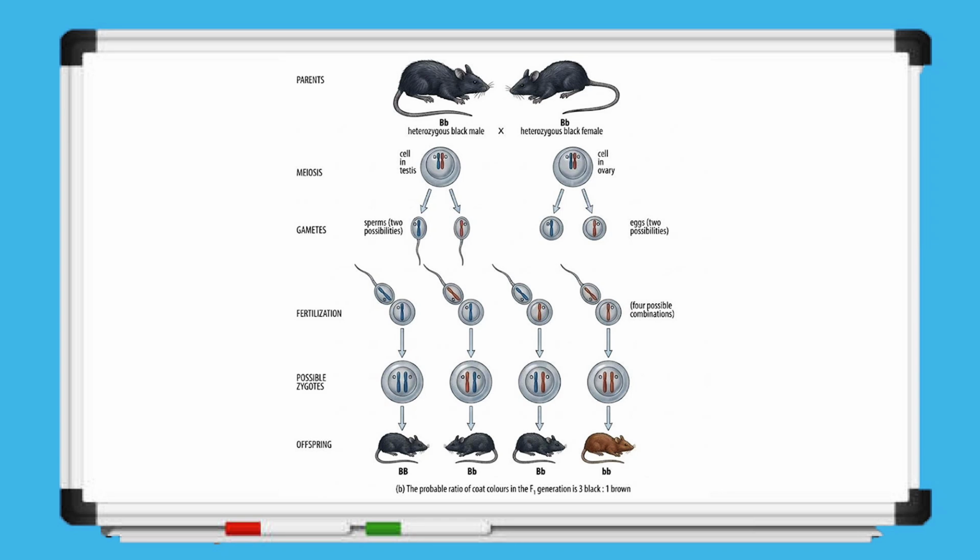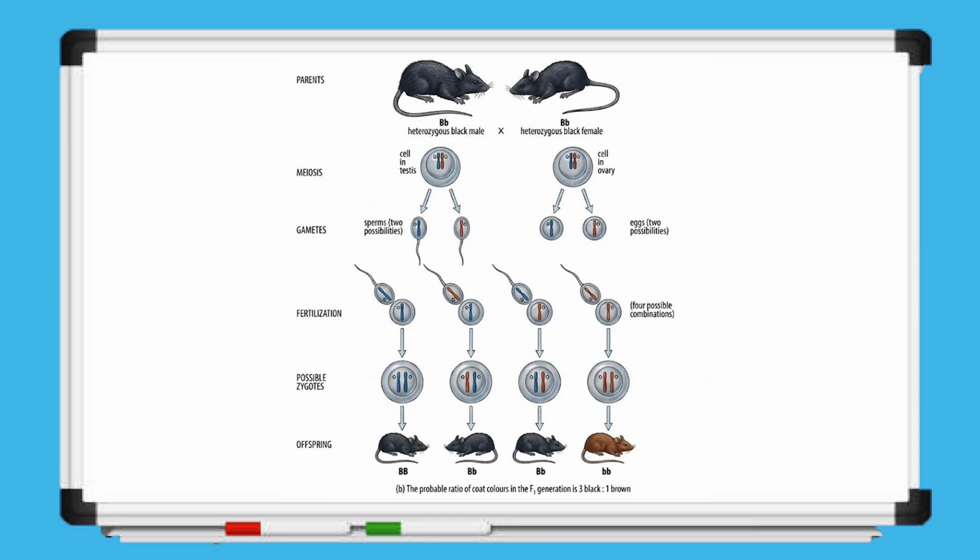During meiosis, each parent produces 2 types of gametes. Half of the gametes carry the dominant allele, and the other half carry the recessive allele. When fertilization takes place, these gametes combine randomly, producing 4 possible genetic combinations. One combination is homozygous dominant, which results in black fur. 2 combinations are heterozygous, which also result in black fur because the dominant allele is expressed. One combination is homozygous recessive, which results in brown fur. As a result, the phenotypic ratio is 3 black to 1 brown.